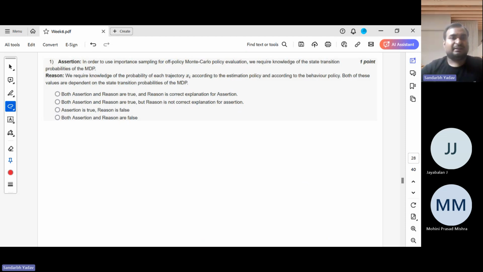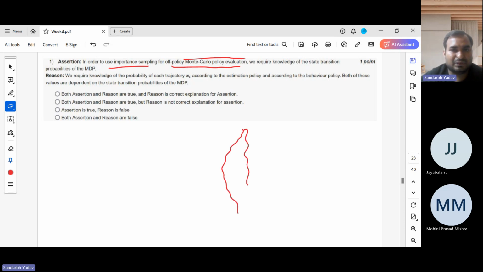So the first question is: in order to use importance sampling for off-policy Monte Carlo policy evaluation, we require knowledge of state transition probabilities of the MDP. This is what I was talking about. Control we have done, but policy evaluation you can try out both. Is it true that when we are doing off-policy Monte Carlo, we are simply generating trajectories? Do we actually need the state transition probabilities?